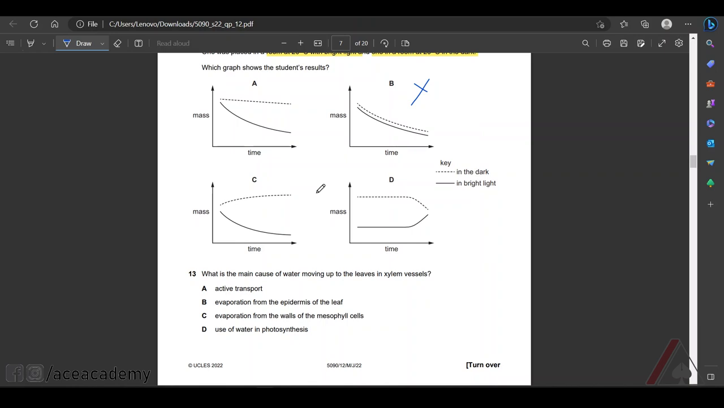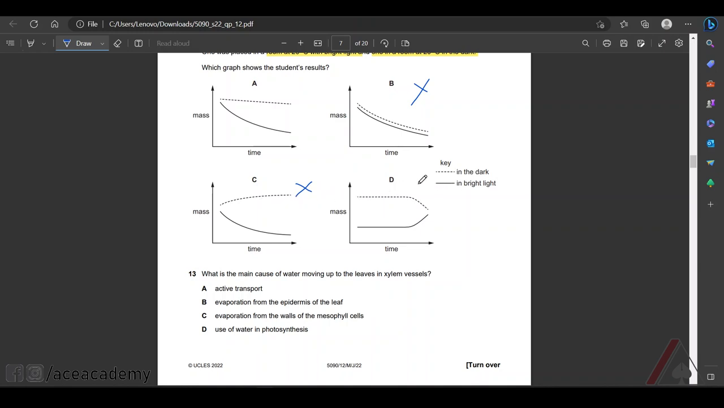Option C is also wrong, but in a different way. Although here the mass increases, it's not supposed to, because in the dark, processes that add to the mass of the plant, such as photosynthesis, can't happen because there's no light. Hence, C is also wrong. The mass should just stay constant.